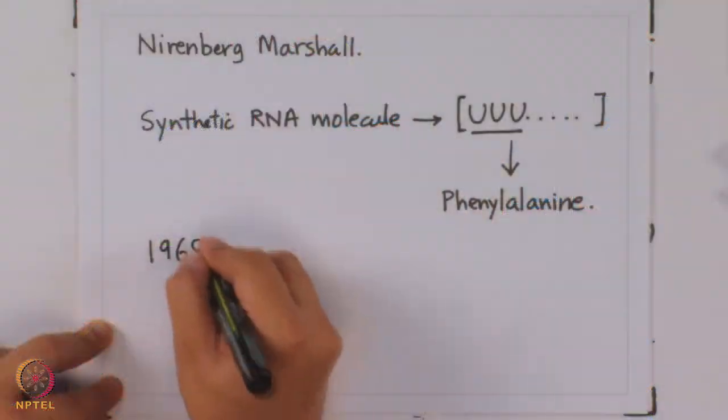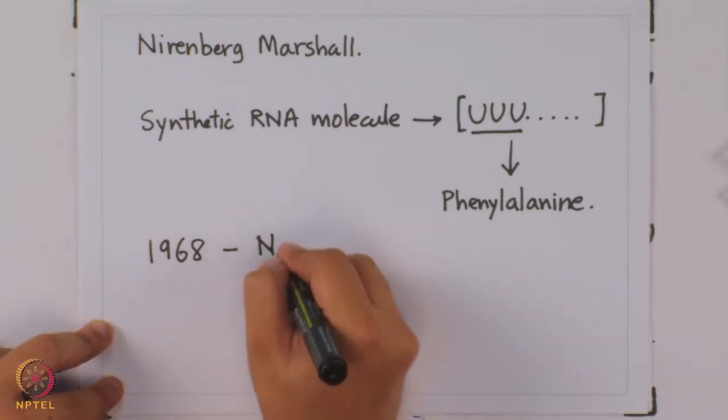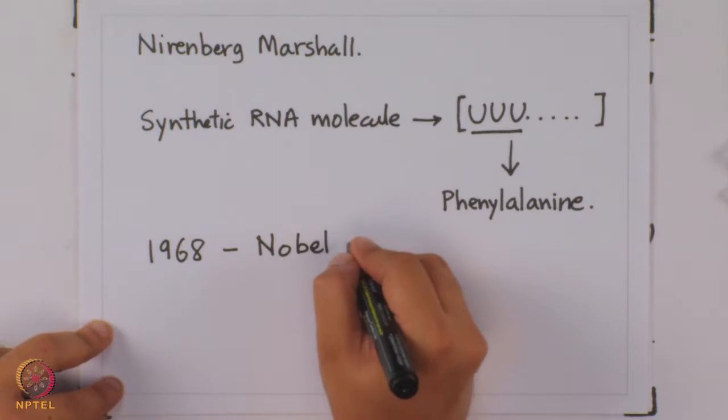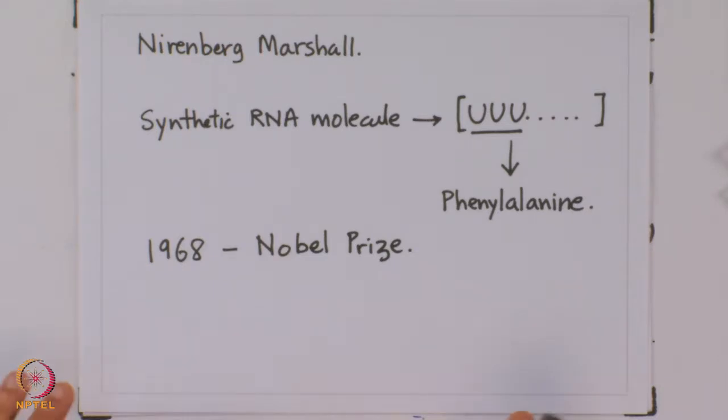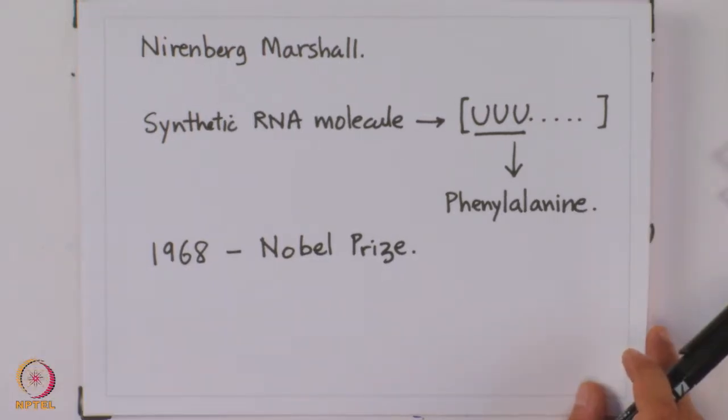And this triggered the race among people in the world. This was in 1961, and this was just one of the nucleotide triplets. There were many other codons whose correspondence was yet to be figured out. And this triggered a race among people around the world trying to figure out this association between codons and amino acids. Eventually, for this work Marshall in 1968 received the Nobel Prize along with Hargobind Khorana. All right, so that's the backdrop for how the genetic code came to be discovered.